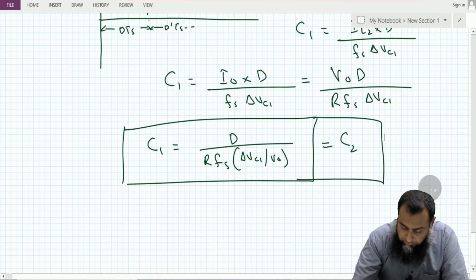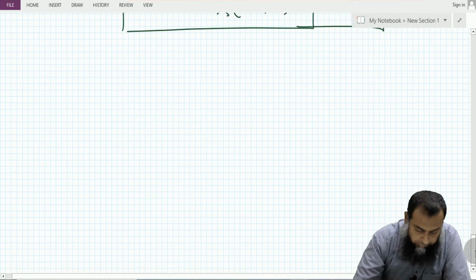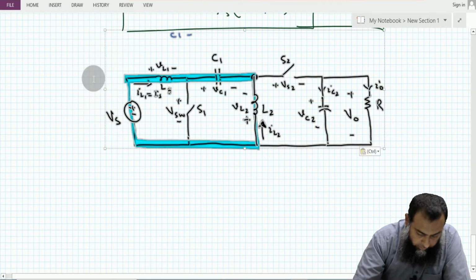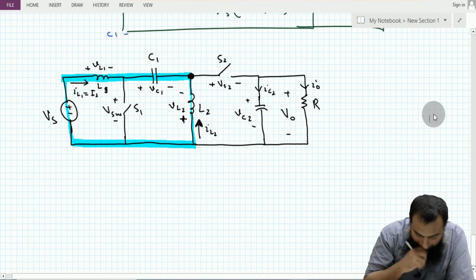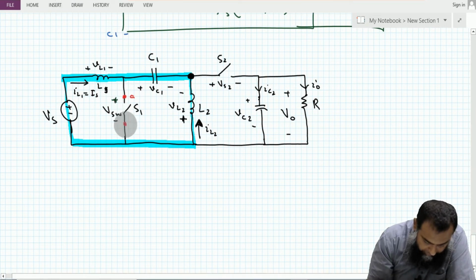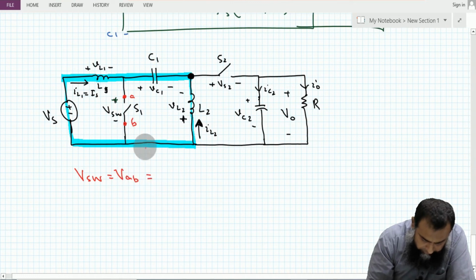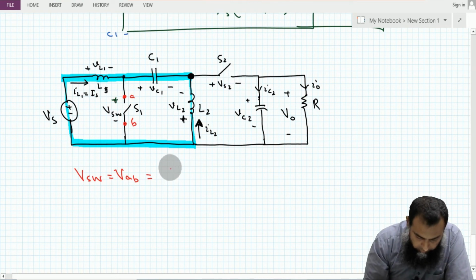Now in the next step we need to understand what are the switches that are used for this particular converter. For that, let me again use this particular diagram. So for this S1, if this is A and this is B, then VSW is equal to VAB. B is grounded. What is the value at A when we have this S2 available?